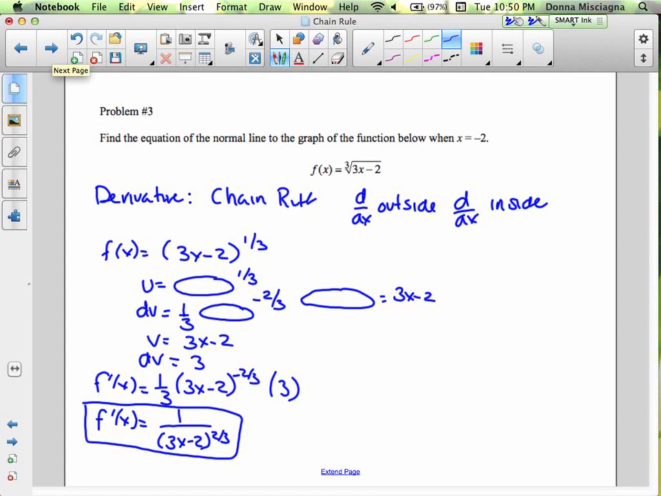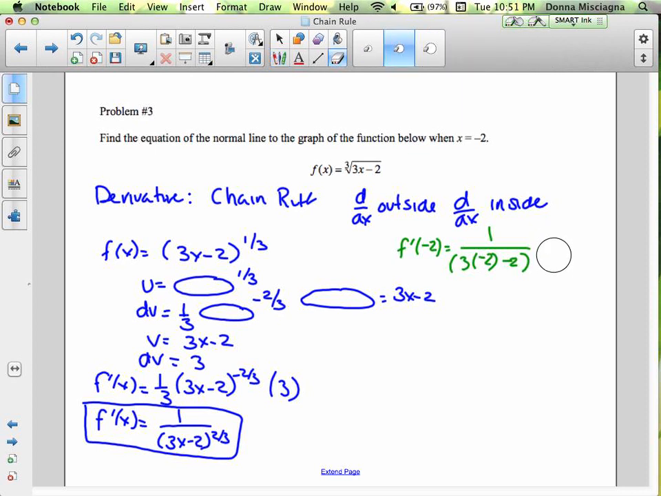All right, step 2. We need to evaluate when x is -2. So we have f prime of -2 is going to be 1 divided by 3 times -2 minus 2, and that's raised to the 2/3 power. Right, and that's the same as, I'm going to rewrite that. I find it easier if I'm evaluating to make that the cube root, and that whole thing is squared.